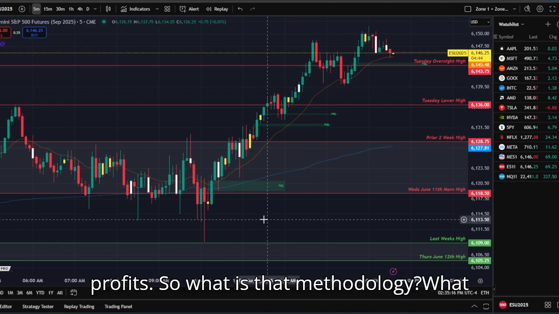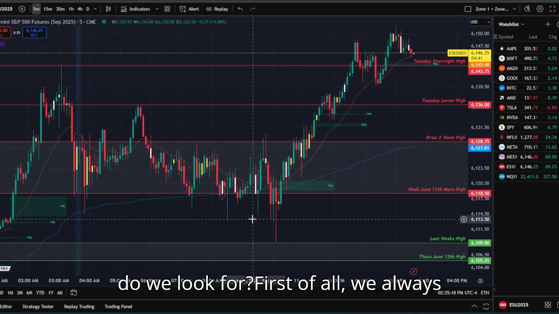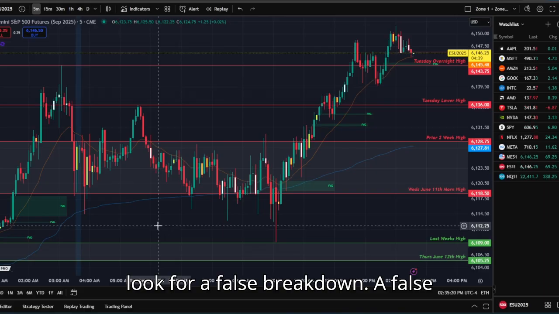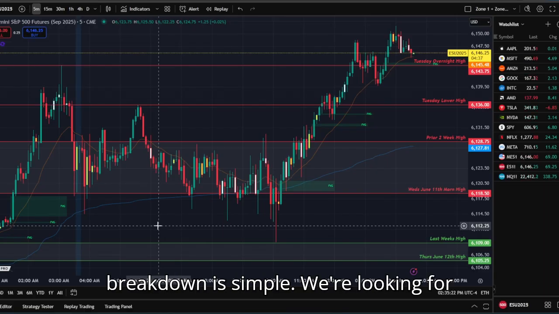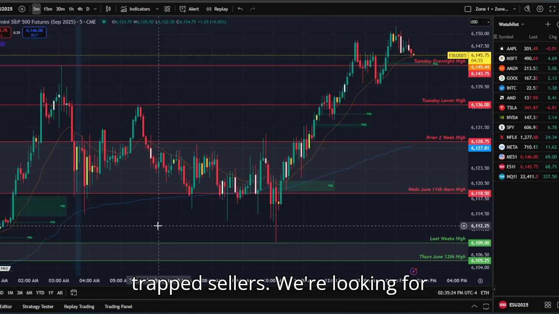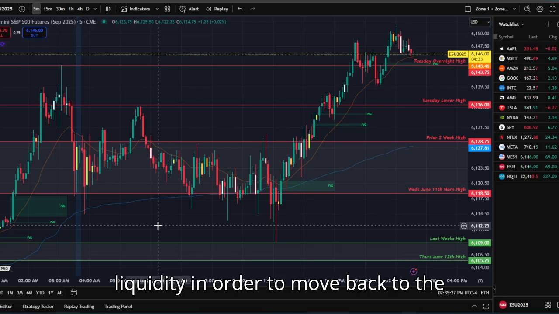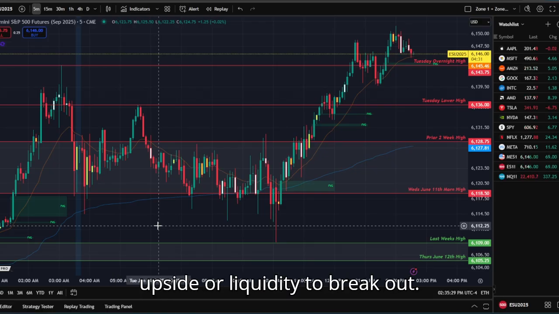So what is that methodology? What do we look for? First of all, we always look for a false breakdown. A false breakdown is simple. We're looking for trapped sellers. We're looking for liquidity in order to move back to the upside or liquidity to break out.